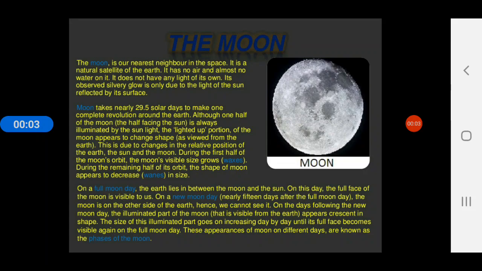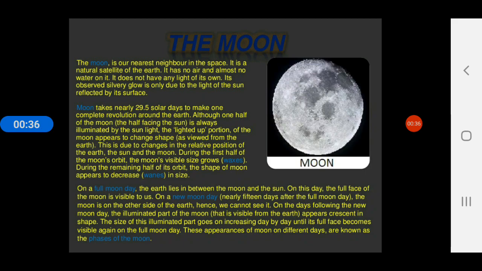The moon. It is our nearest neighbor in space. It is the natural satellite of the earth. It has no air, almost no water. It does not have any light of its own. Its observed silvery glow is just because of the light of the sun, which is reflected from its surface. So, moon is the natural satellite of earth.